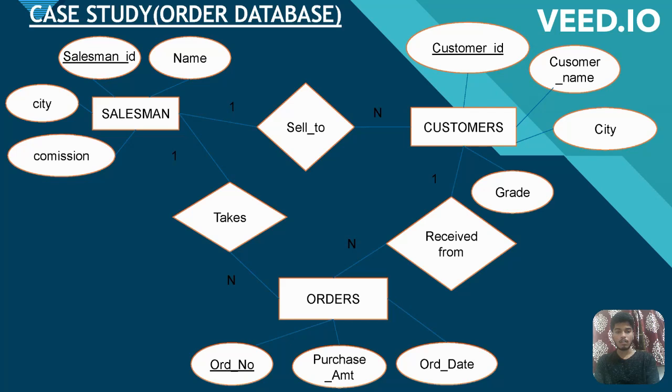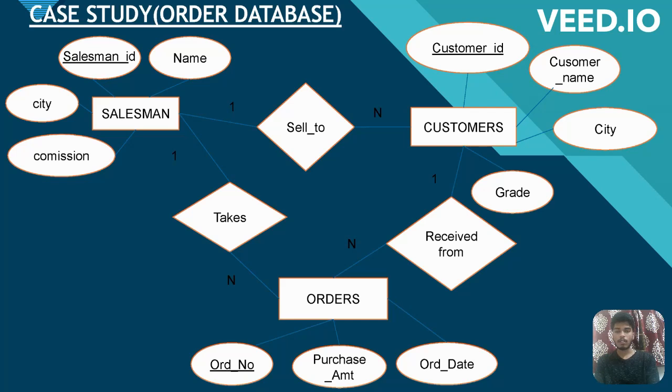Next, customer orders. Orders and customers have a one-to-many relationship. Many orders are received from one customer. One customer can have many orders, so it is represented as a one-to-n relationship. The orders contain attributes like order number, which is unique, so it is underlined as the primary key. Next one is purchase amount, and next one is order date.